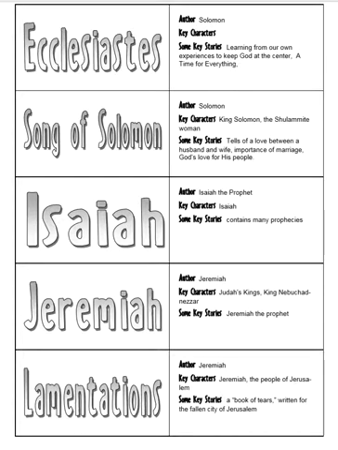Song of Solomon. The author is Solomon. Some key characters are King Solomon and the Shulamite woman. Some key stories tell about a love between a husband and wife, the importance of marriage, and God's love for his people.